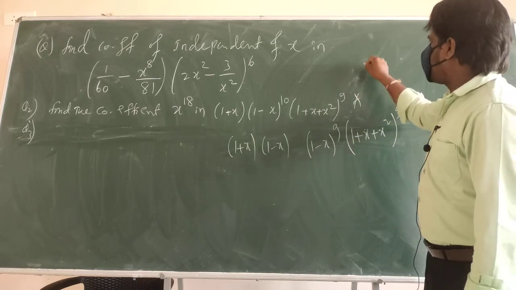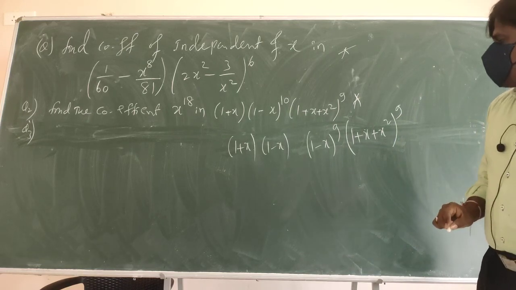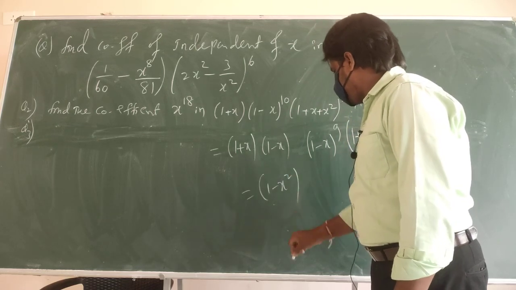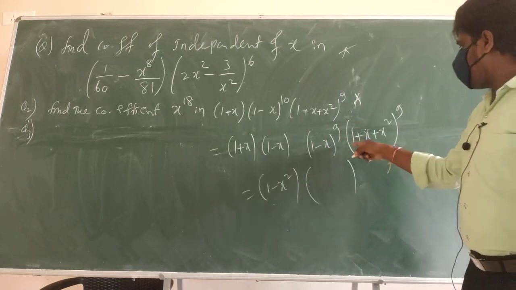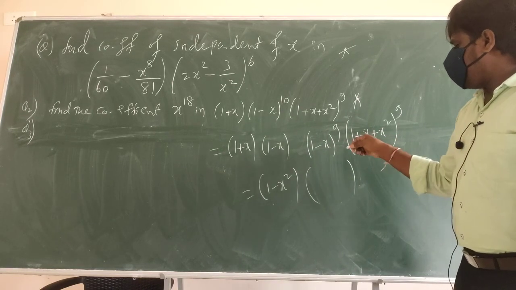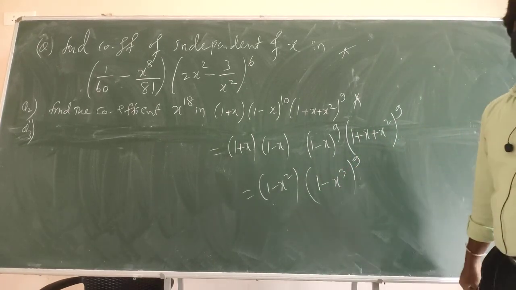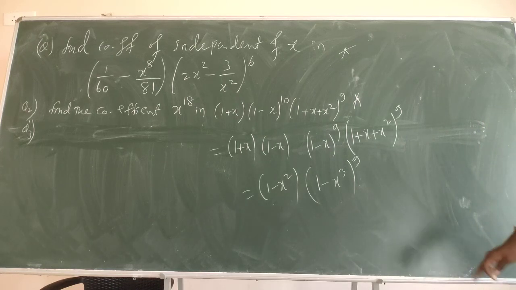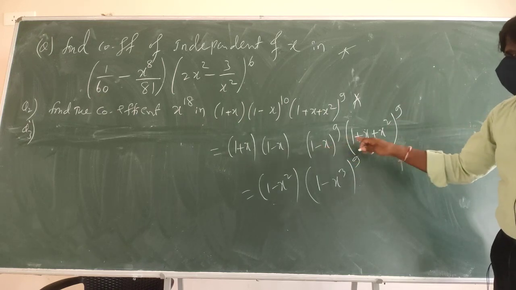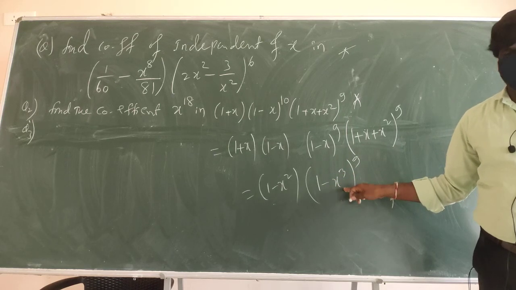And these are the most important questions. These type of questions will be asked at advanced level or mains level. This can be written as what? 1 minus x square, and this can be written as a minus b into a square plus ab plus b square, that is the a cube minus b cube formula. 1 minus x cube to the power of 9. Are you getting here? The power 9 I took common. So a minus b into a square plus ab plus b square, that is the a cube minus b cube formula.